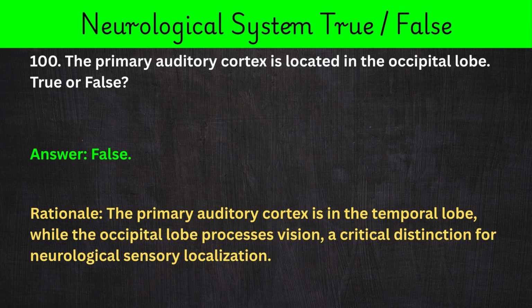Rationale: the primary auditory cortex is in the temporal lobe, while the occipital lobe processes vision, a critical distinction for neurological sensory localization.